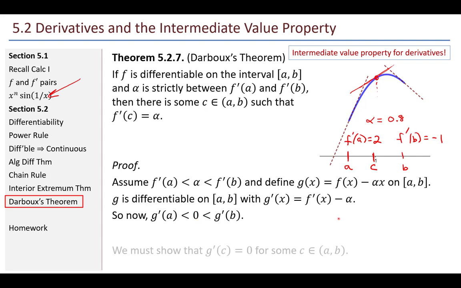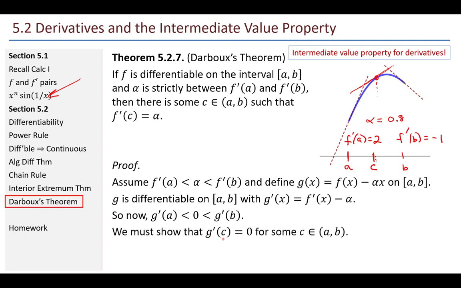And so we've simplified the question. Can I show that there's a c so that g prime of c equals 0 for some c in the open interval? And by the way, if I can find such a c, then I'll come back to the expression for g prime, and g prime of c was just 0, right? So 0 equals f prime of c minus alpha. Oh, so in other words, f prime of c equals alpha. So if I can solve this problem for g, then I've solved the original problem for f.